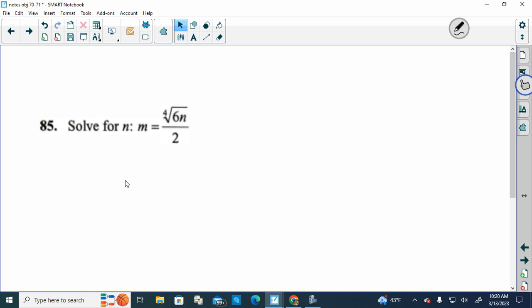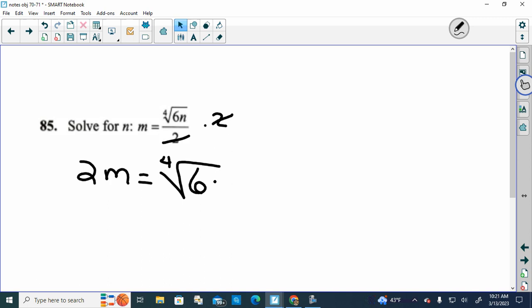Okay, this one I actually clipped from the worksheet. So it tells you which one to solve for. So we're solving for n. What would be my first step? Times it by 2. Okay, so when I times it by 2 on this side, I've got to times it by 2 on this side. So I'd have 2m equals, now that went away. Now we've got the fourth root of 6n.